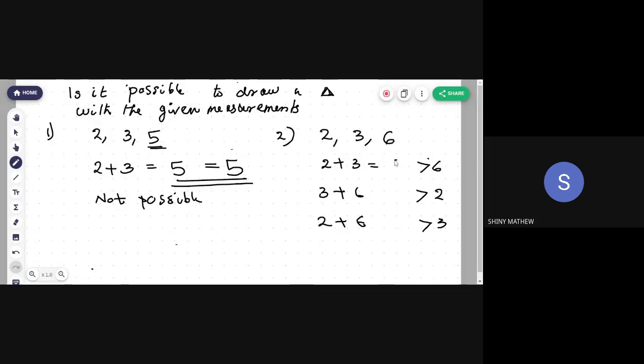Now here 2 plus 3 is 5, that is greater than 6. Then 3 plus 6 is 9, that is greater than 2. That's okay. Then last one, 2 plus 6 is 8, that is greater than 3. So here, is it possible? No. Why? Because 2 plus 3 equals 5, and here 5 is smaller. So there you write 2 plus 3 equal to 5, not equal to 6. From there itself you can write.